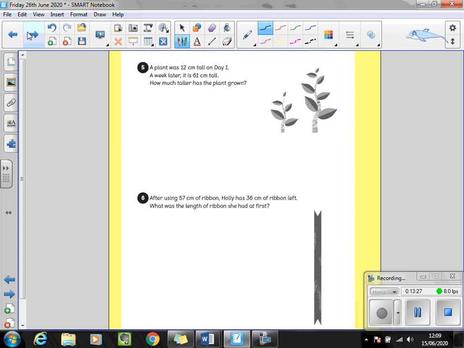Question 5. A plant was 12 centimetres tall on day 1. A week later, it is 61 centimetres tall. How much taller has the plant grown? Question 6. After using 57 centimetres of ribbon, Holly has 36 centimetres of ribbon left. What was the length of ribbon she had at first?